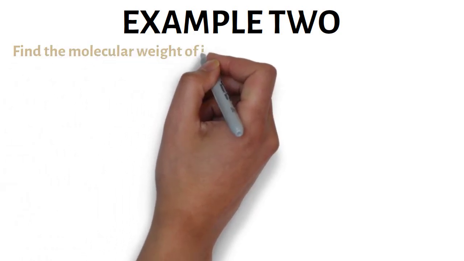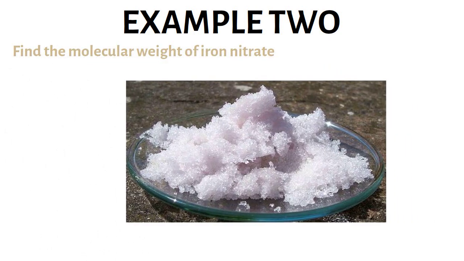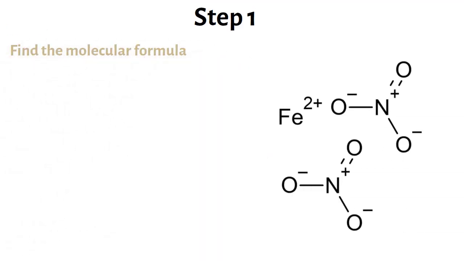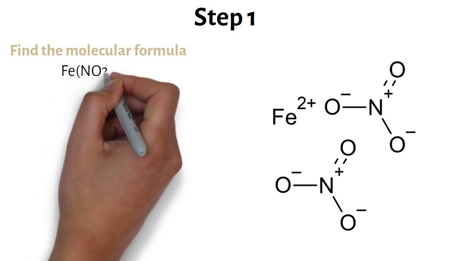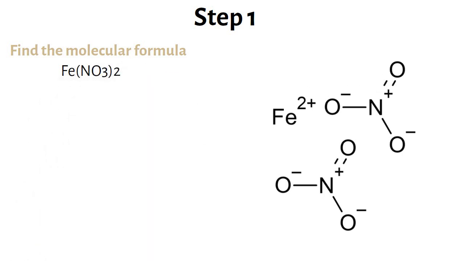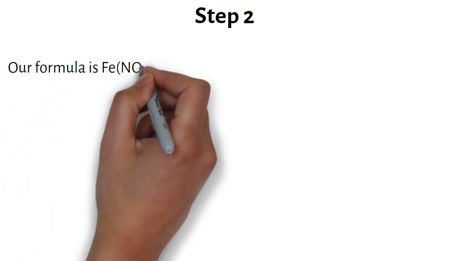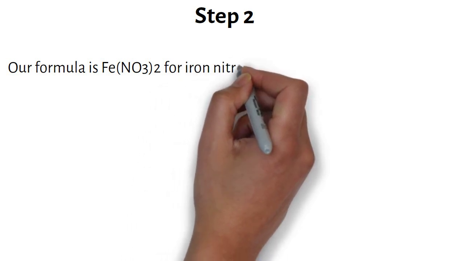In this next example, find out the molecular weight of a more complicated compound, iron nitrate. In the first step, find the molecular formula of iron nitrate, which is Fe(NO3)2. Next, move on to step 2. Our formula is Fe(NO3)2 for iron nitrate.